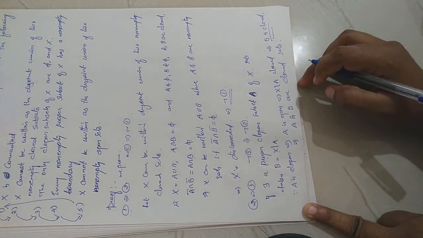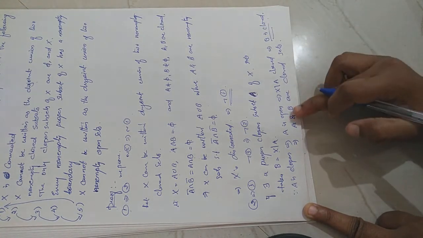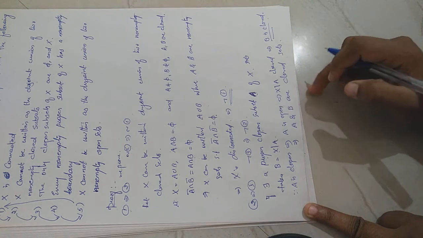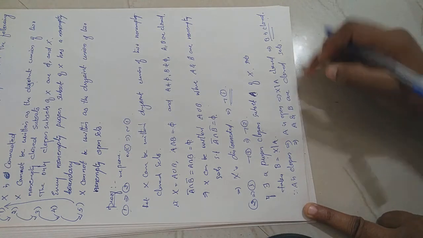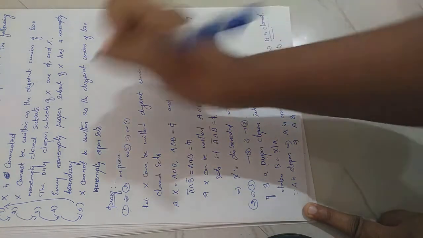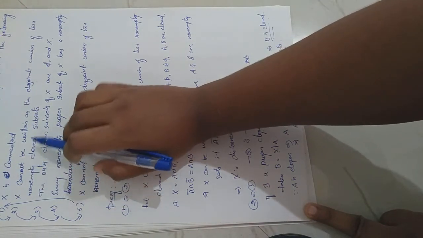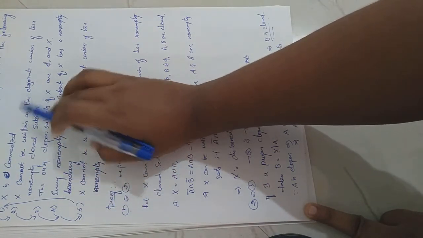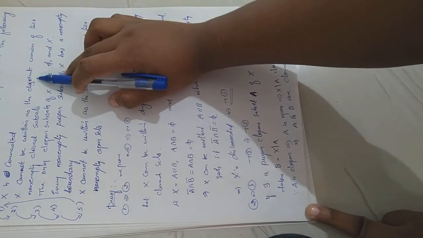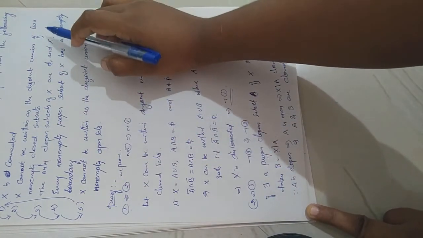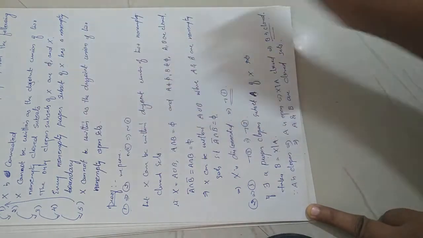Now, if we prove capital X is equal to A union B and A intersection B equal to empty, that will be the negation of the second statement. If capital X is equal to A union B, A and B are closed sets, and A intersection B equal to empty means it is disjoint also. So that will be the negation for this second statement.